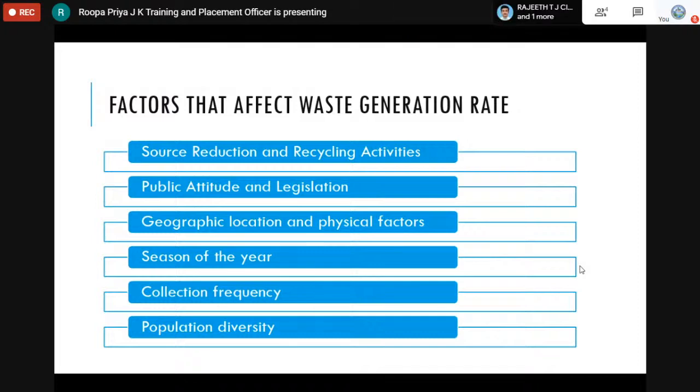It also depends on the public attitude and the various rules, regulations, and legislations formed by the regulatory authority. It also depends on the geographical location and the physical factors. This is another factor that affects the waste generation rate. It also depends on the season of the year, the collection frequency, and also the population diversity. So these are the factors that affect waste generation rate.